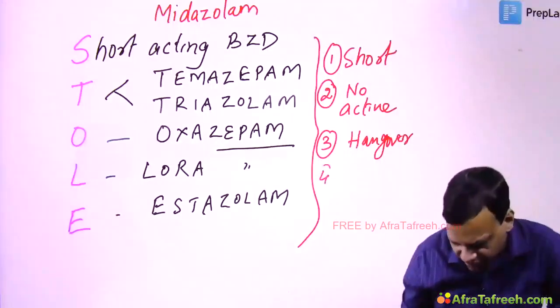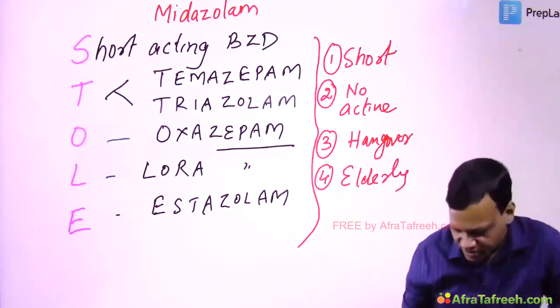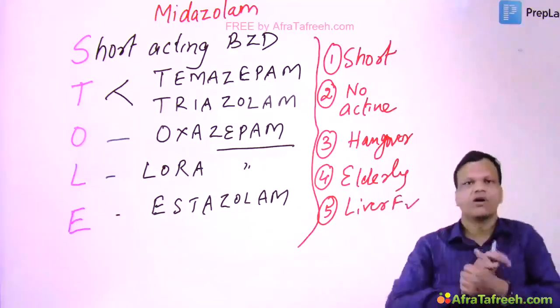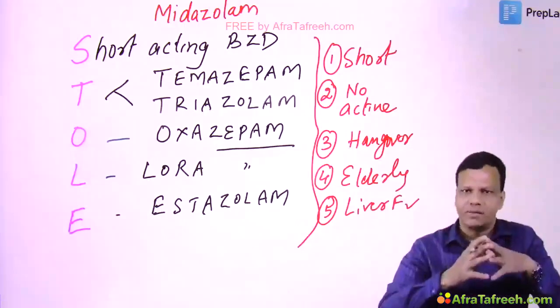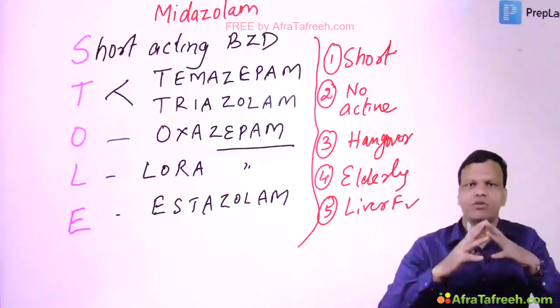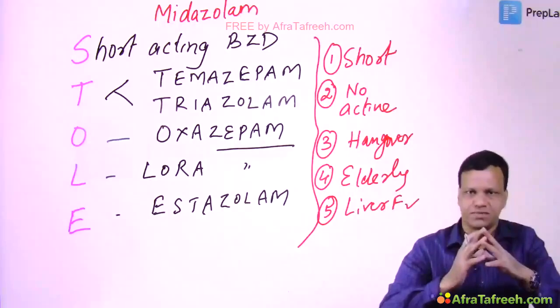Fourth, which is safe in elderly? Again STOOL drugs, because they are short acting. And which are safe in liver failure? Again STOOL drugs, because they are not forming the metabolite, or they are basically not directly metabolized by liver. Clear? So these STOOL drugs are very important to remember. They will answer most of your MCQs regarding benzodiazepines. Clear? Now coming to one important point.